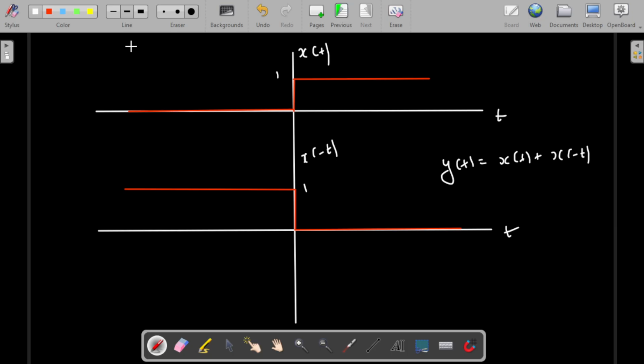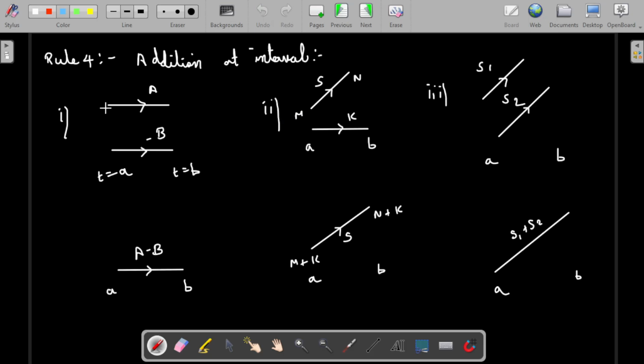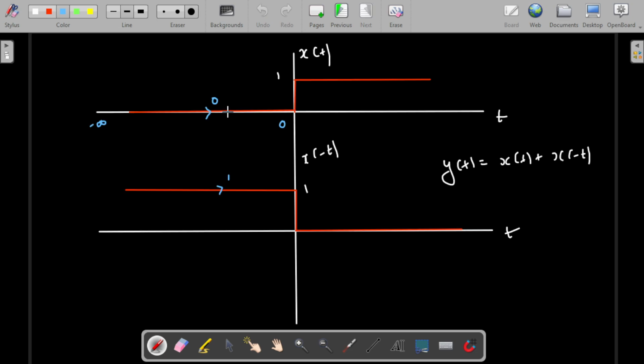If we add both the signals, what will the resultant signal be? Here the value is 1, and here the value is 0. Over the interval from minus infinity to 0, both signals have values, so the resultant value is just the addition of the two. 0 plus 1 is 1. So from minus infinity to 0, the graph will have the value 1.